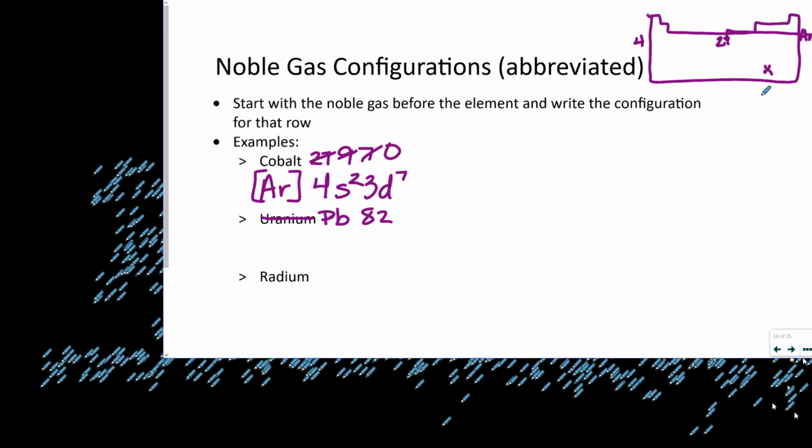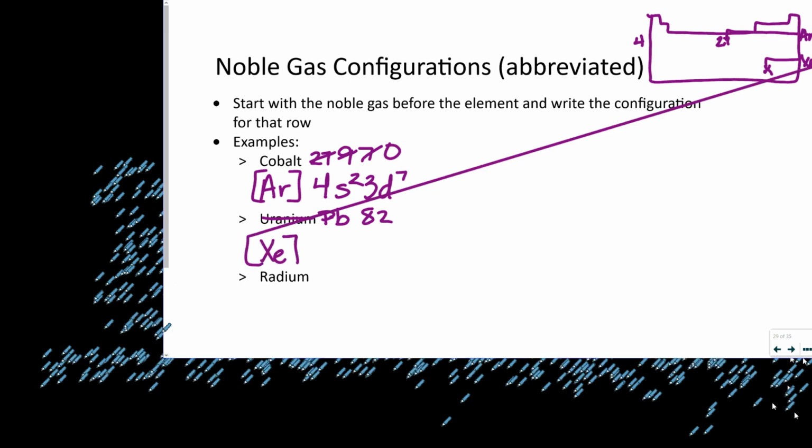So the noble gas before lead, if you put your finger on it, go up one row and all the way to the right, is xenon, which is Xe. So we can write Xe in brackets. And that accounts for 54 of our 82 electrons. So that's going to take out all that beginning stuff that's repetitive.